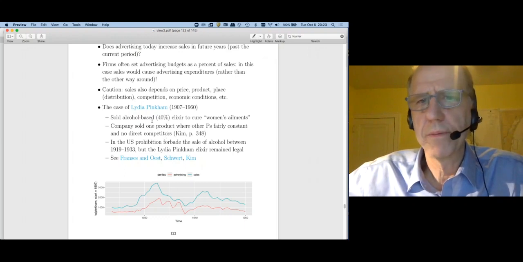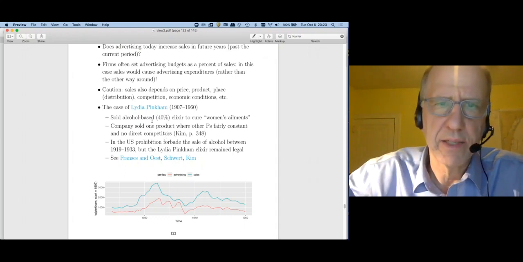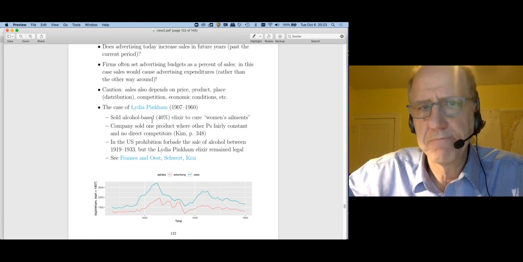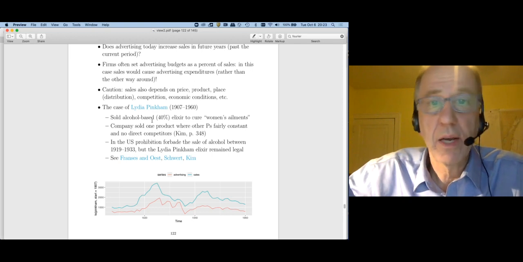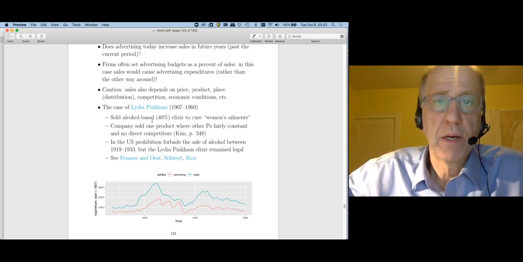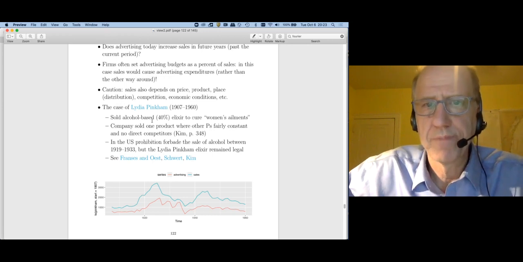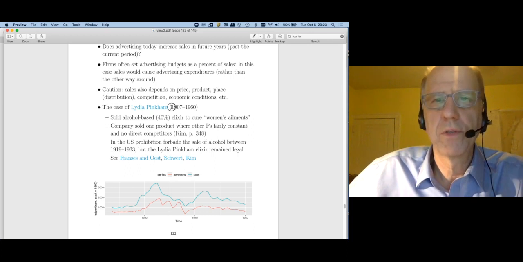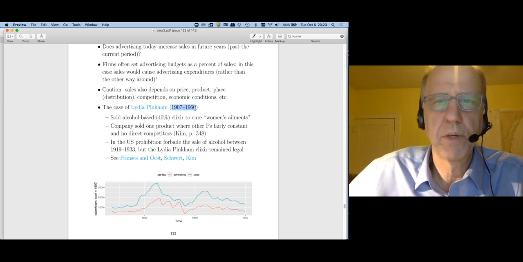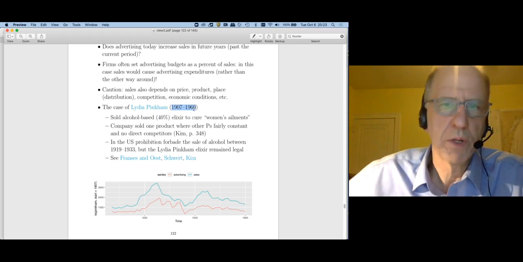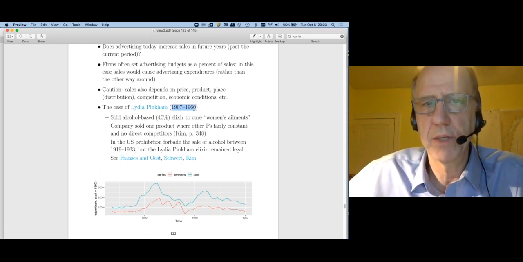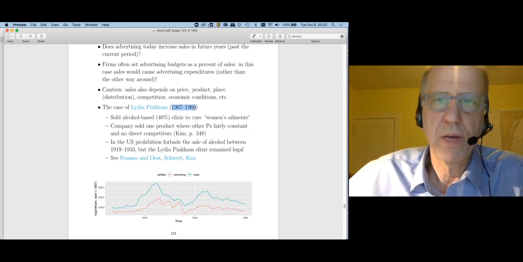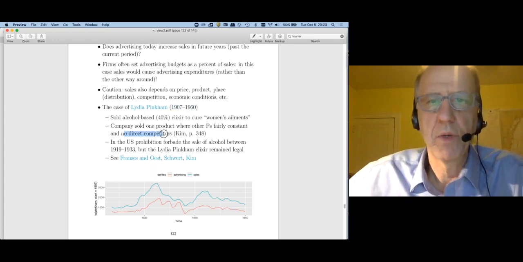Now, one of the really interesting things about this data set is that Lydia Pinkham sold one product, so the sales of the company would not be affected by other things they sell because they don't sell anything else. And their marketing mix was fairly consistent over this very long 50-some year period of time. So that's probably one of the reasons why this data set gets analyzed so much, because you don't have a lot of confounds and there were no real direct competitors to this elixir.